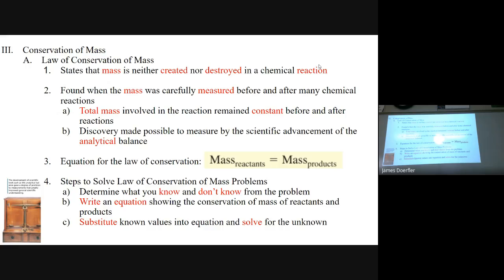So, this was found when the mass was carefully measured before and after many chemical reactions. The total mass involved in the reaction always remained constant before and after the reactions.